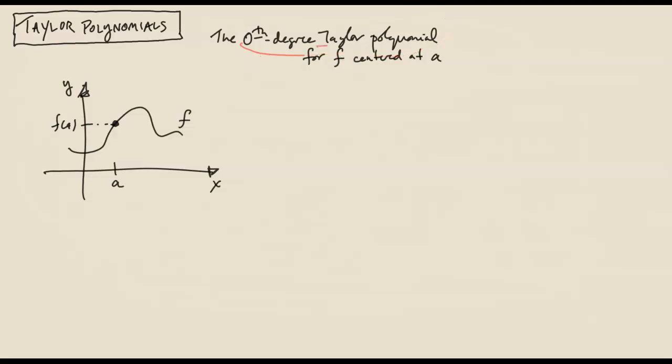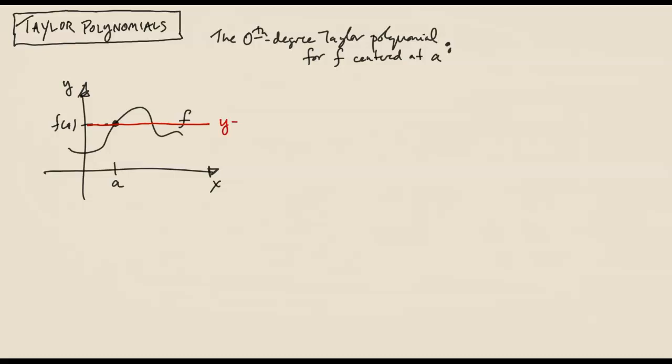If it's going to be the Taylor polynomial for f centered at a, that means it's going to match the function at a, so it's going to pass through that point, and of all 0 degree polynomials that do so, the Taylor polynomial is going to be the one that approximates this function in a neighborhood of a as closely as possible. Well, what's that going to look like? Is it going to be this one? No. Is it going to be this one? No. There's only one choice here. It has to be this one, the horizontal line that actually passes through that point.